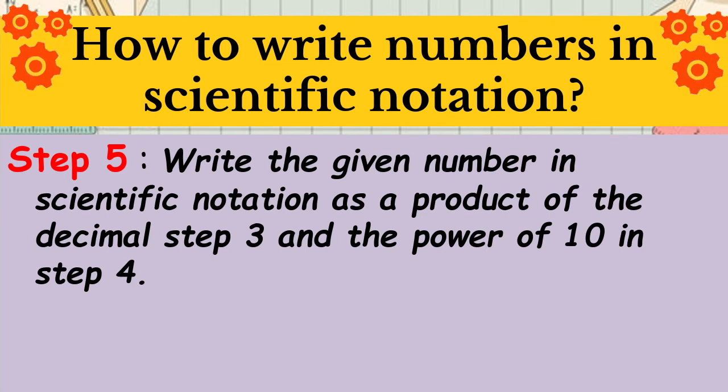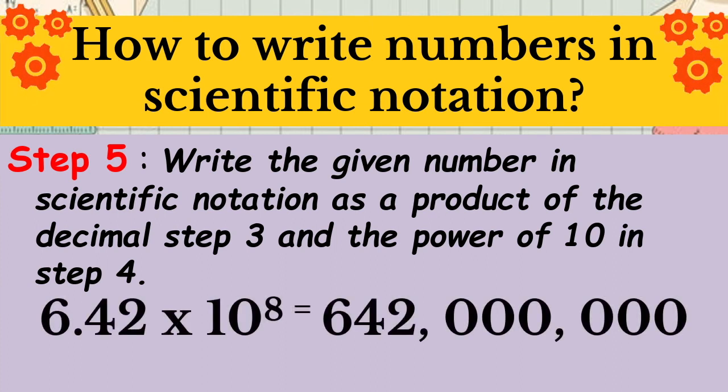So here's step 5. Write the given number in scientific notation as a product of the decimal in step 3 and the power of 10 in step 4. So we have 6.42 times 10 raised to 8 equals 642 million. If you simply multiply the scientific notation 6.42 times 10 raised to 8, we could come up with an answer of 642 million.